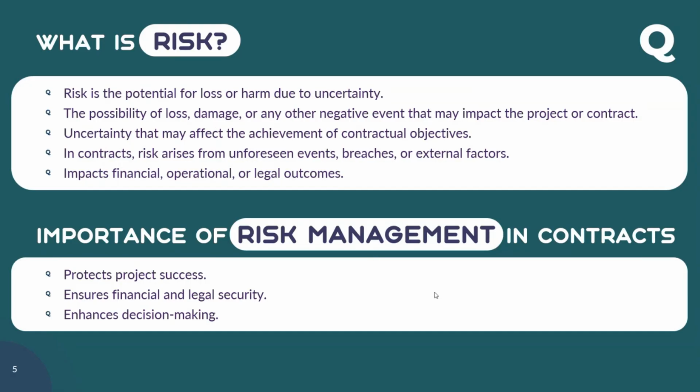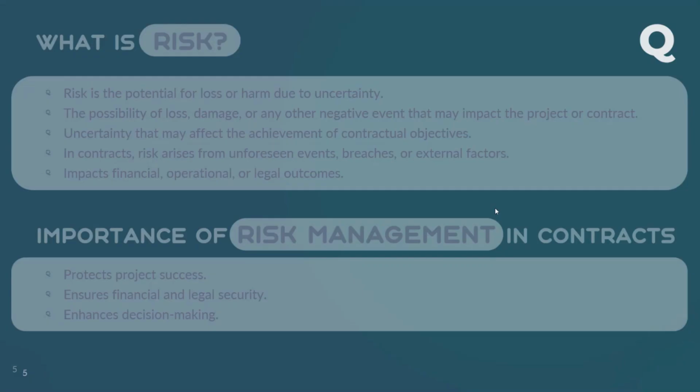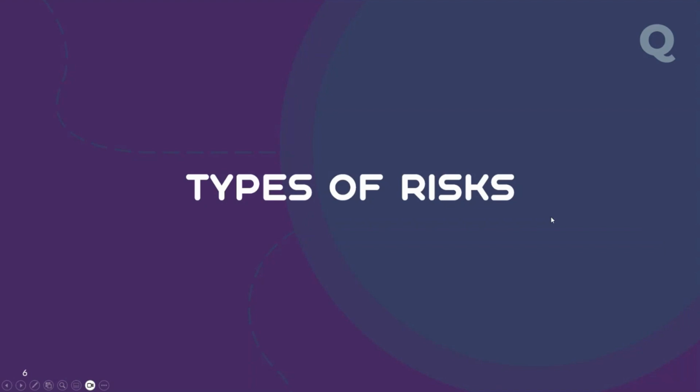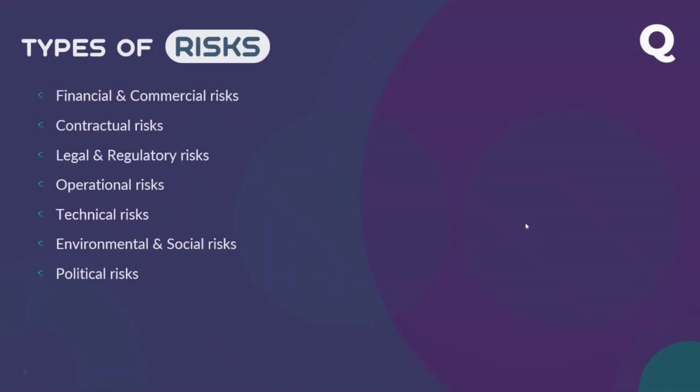Seeing the types of risk will help you understand how to assess those risks when you open a contract. Let's see the types of risk in a contract. I've classified the risk into seven categories here: financial and commercial risk, contractual risk, legal and regulatory risk, operational risk, technical risk, environmental and social risk, and political risk.